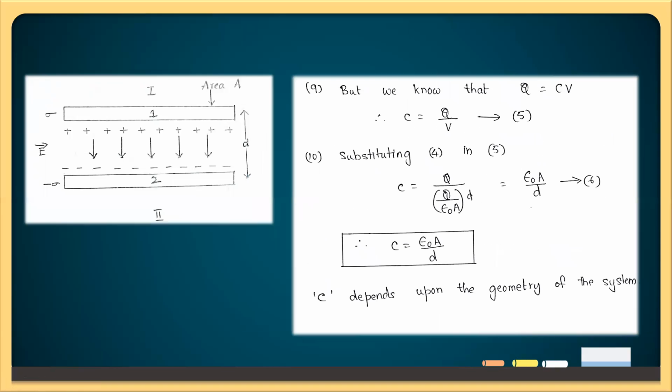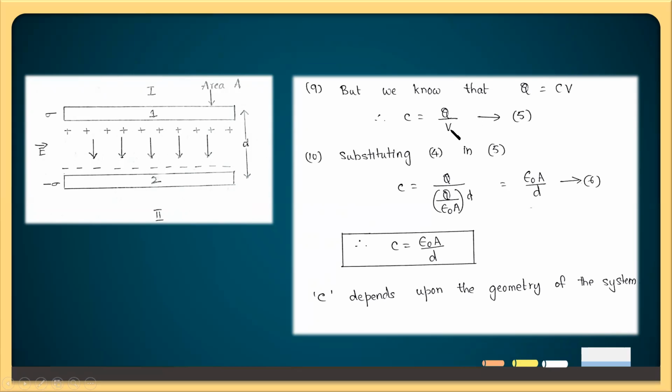Now, let us see. We have a standard formula, that is the relationship between charge, capacitance and potential. Q is equal to CV. We call it the fundamental formula of capacitance. Q is equal to CV. Therefore, C is equal to Q by V.